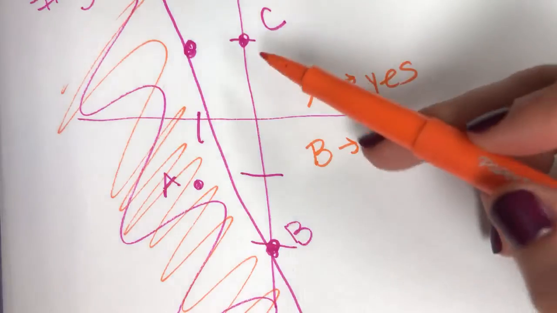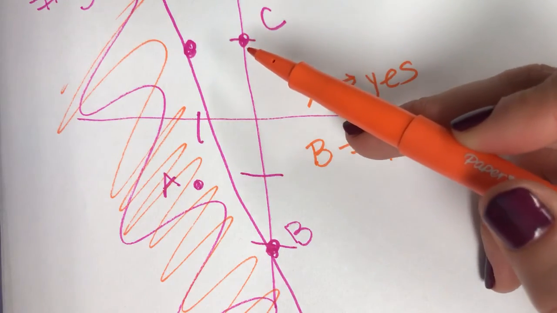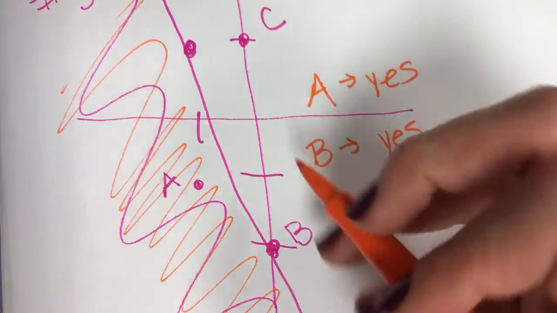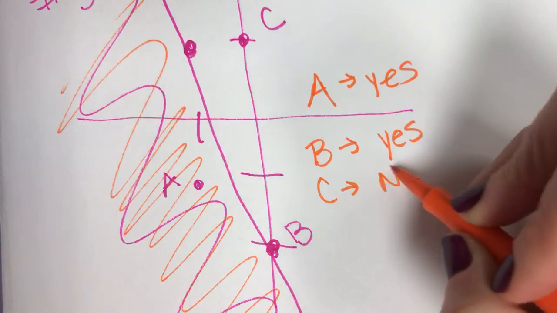Okay, point C is all the way up here. It's not on the line. It's not in the shaded area. So C is not a solution.